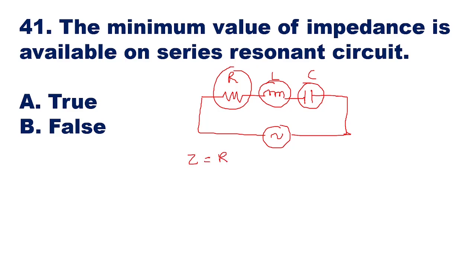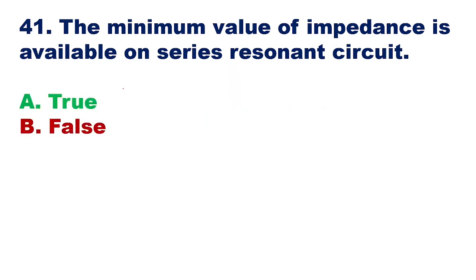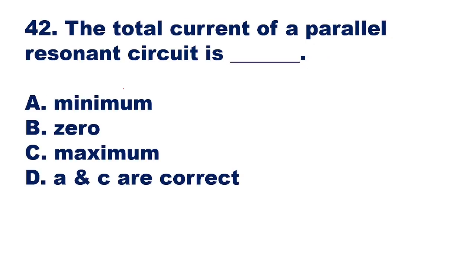Okay. So it is true that the minimum value of impedance is available on series resonance circuit at that particular resonant frequency. So the impedance is minimum. So here option A is the right answer. So option A, it is true. The statement is true. Then we'll go to the next question.